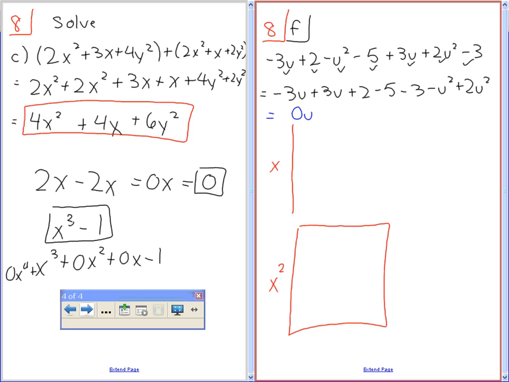2 minus 5 is negative 3, minus 3 is negative 6, plus u squared. I'm going to write that as u squared minus 6, and there's my answer. Hopefully. Yes? How is that 0u when we're adding 3 over?